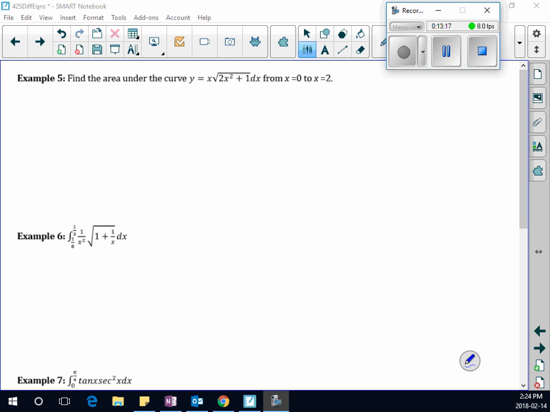Sometimes they ask it to you this way. Find the area under the curve from y equals that, from 0 to 2. So what does that mean? The integral from 0 to 2 of x square root of 2x squared plus 1 dx. So you want to try this one on your own? No?